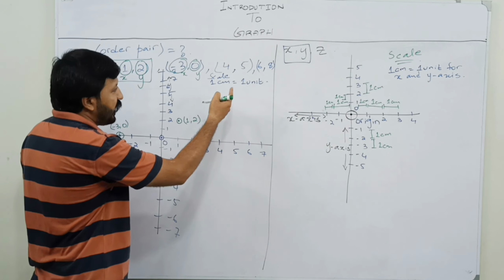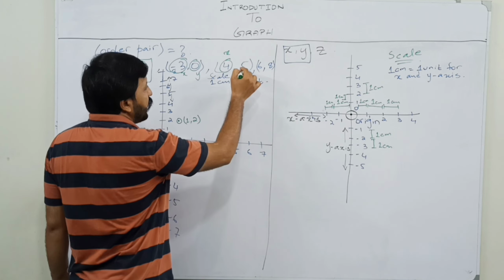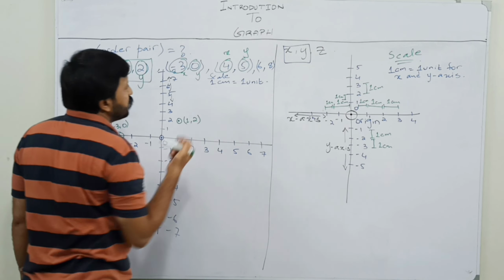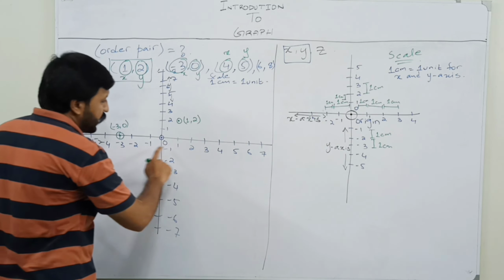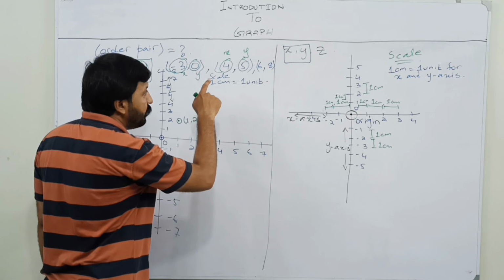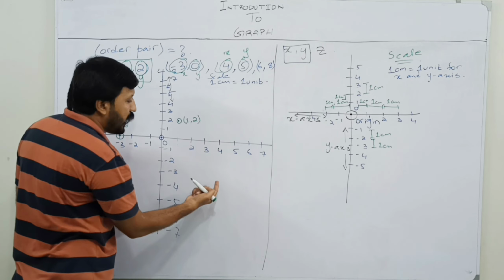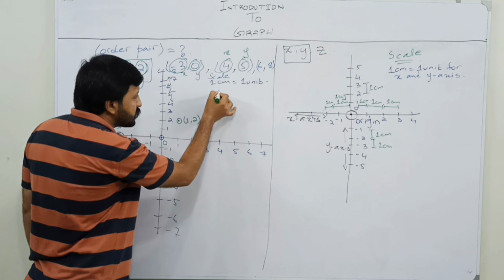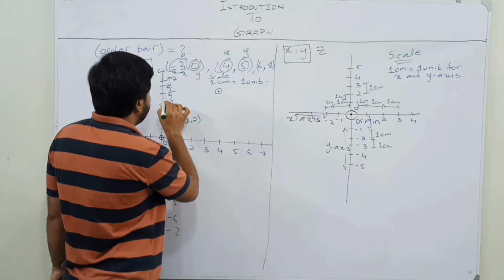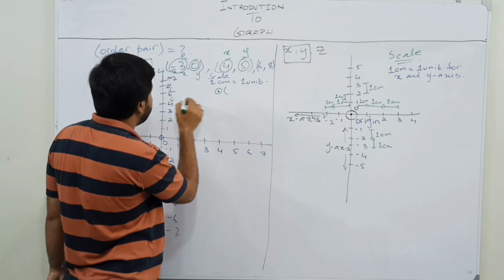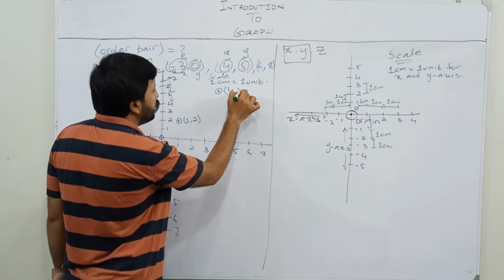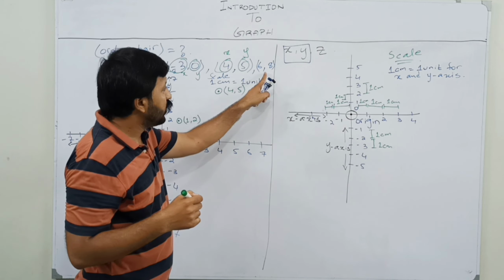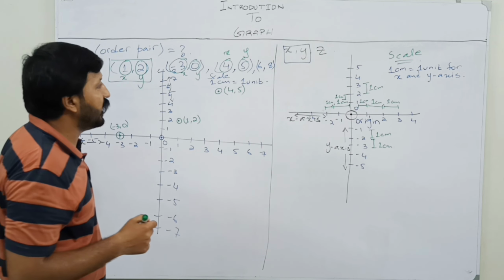Now (4, 5). Again, this is for x and this is for y. I have to find where x is positive 4. So it is here. Now I have to go up or down. This is plus 5, so I have to go up. If I go up from this point, it is somewhere here. I just marked it randomly. So it is (4, 5).